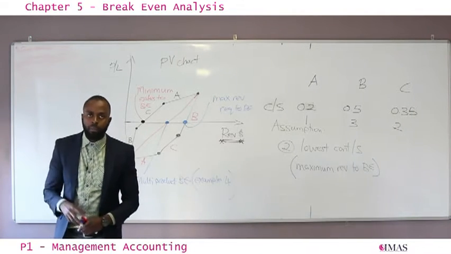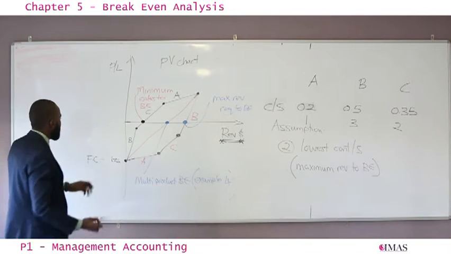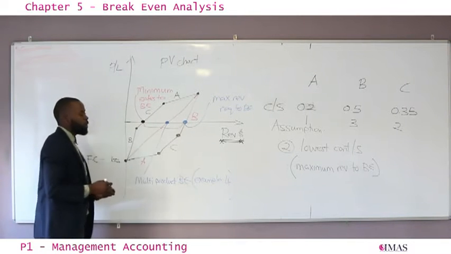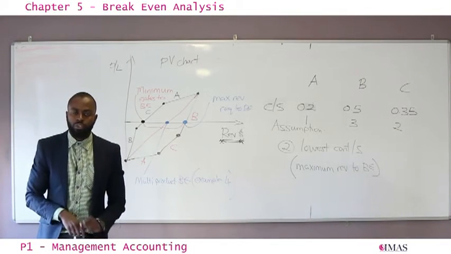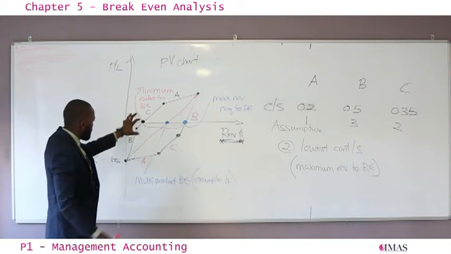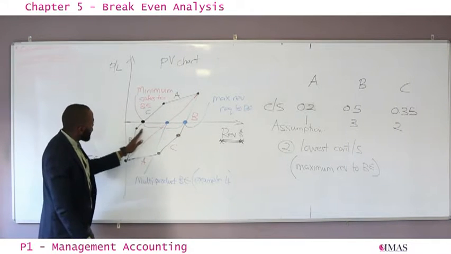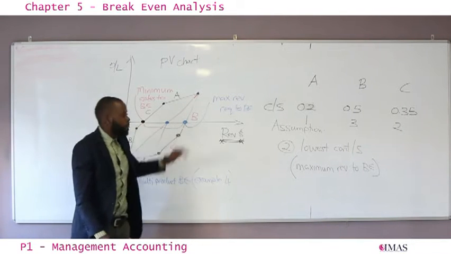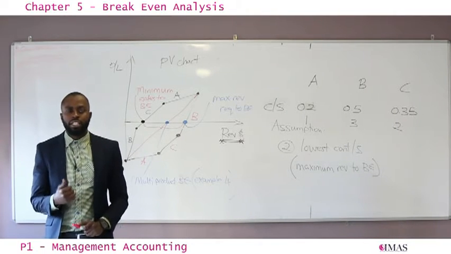Now how this helps the company is, all of our assumptions are not realistic, but it gives us an area where we know that between the maximum and the minimum, we're going to break even at some point. That will help us in our decision making. So I'll repeat that. Since we have discovered a minimum and a maximum, we know that our break-even point has to be between the two points. So that's our profit volume chart for multi-product CVP analysis.